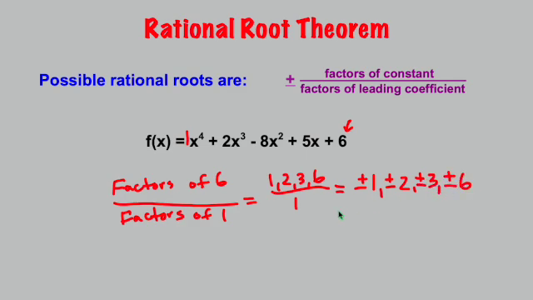So this can help narrow down our search. So we don't have to look for does 5 go into this, or 4, or things like that too, or what about 1/2? It's just going to be one of these 8 possible rational roots could be the ones that would be the winners for us.